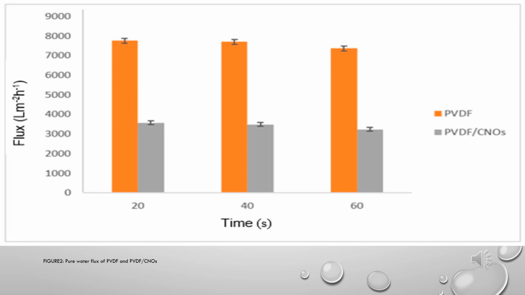Figure 2's flux study demonstrates that the PVDF membrane had a higher water flux than the PVDF/CNO membrane because of its bigger pore size. Because CNOs are hydrophobic and have poor water solubility, only a tiny volume was filtered.